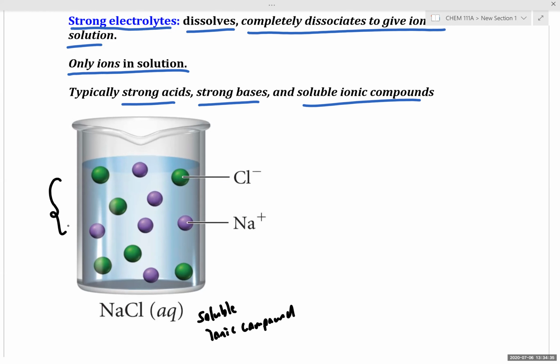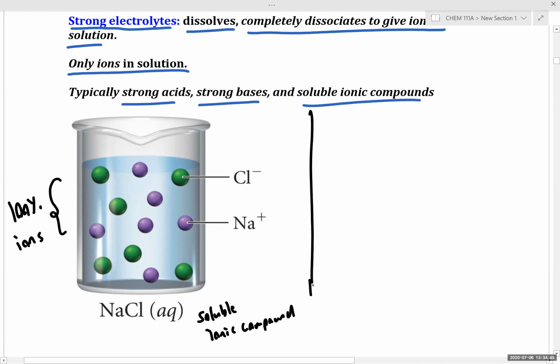It's a soluble ionic compound, and what do we see? We see 100% ions, okay? Now, let's draw another picture.